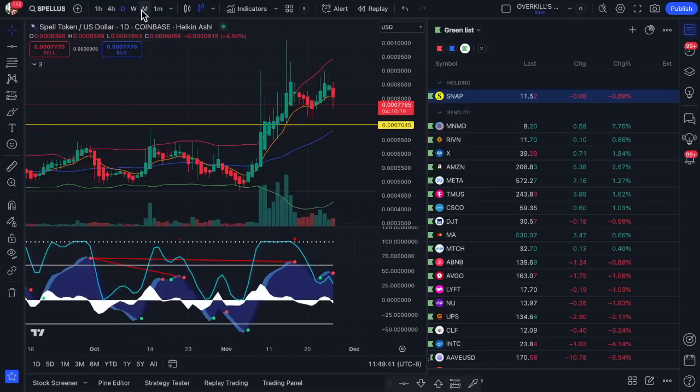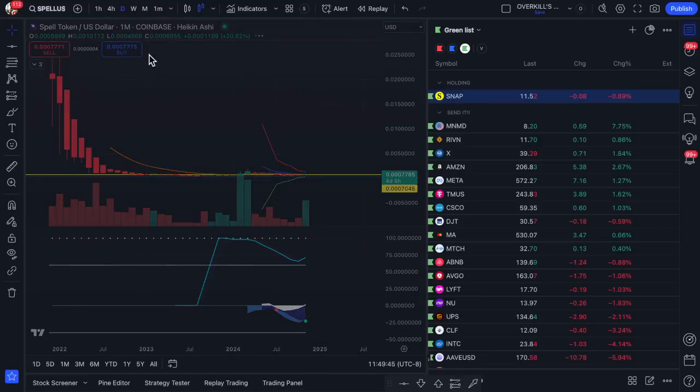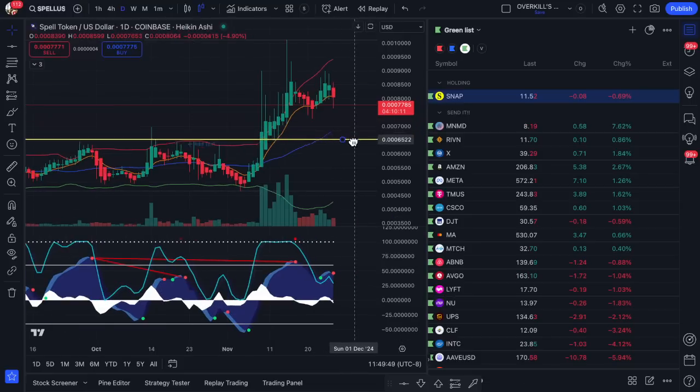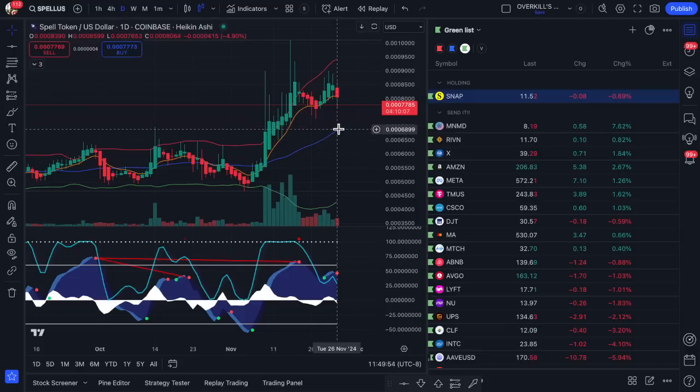Spell, also red on the daily. Got a nice green candle on the monthly, though. So this one looks good on the macro. 0.0007 is going to be your stop loss. Again, I want to buy it closer to that level, right around the mean there.